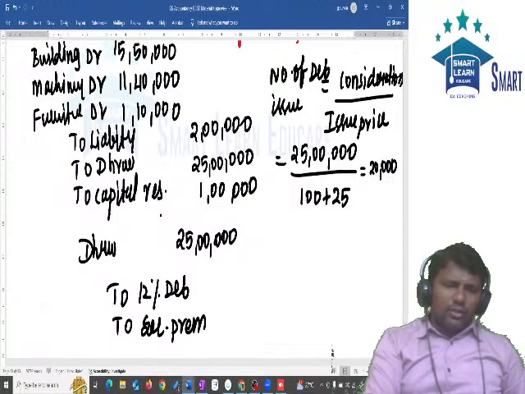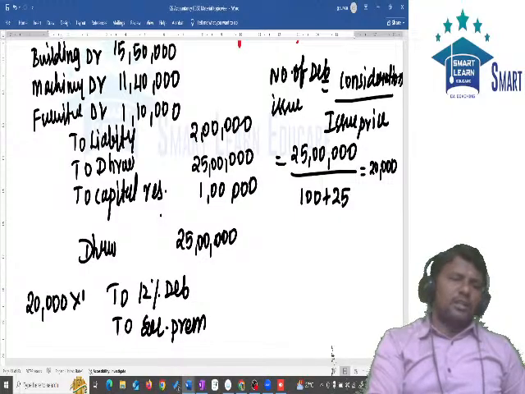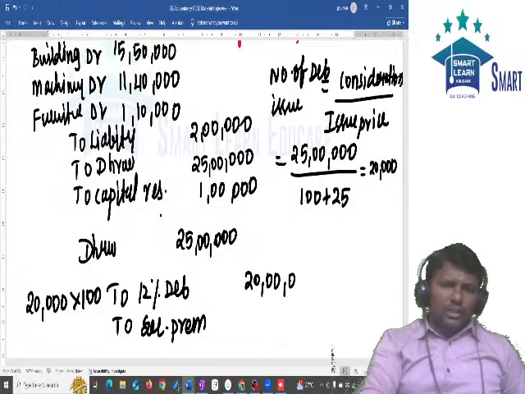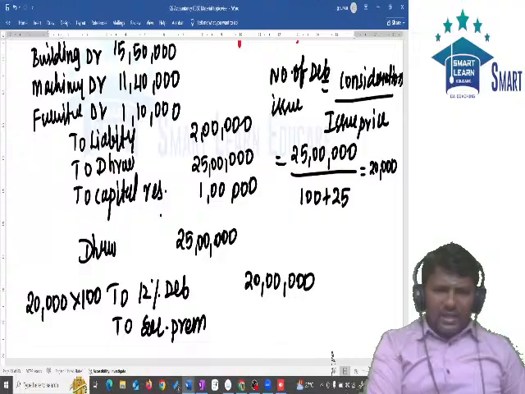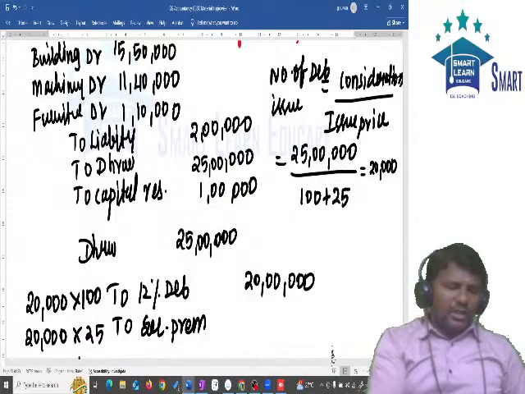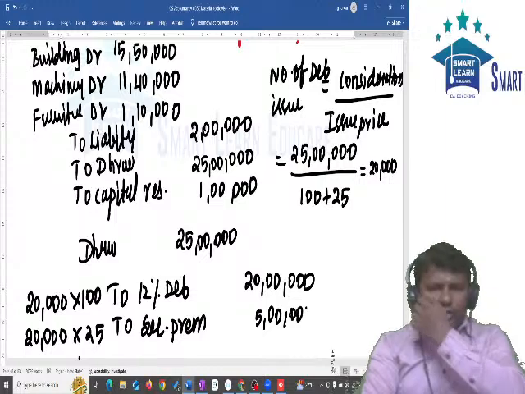We already found the number of debentures. We found that 20,000 debentures are issued. Debentures are credited with a face value of 100. So 20,000 into 100 will give you 20 lakh. Also we have securities premium. 20,000 into, what is the amount of securities premium? 25. 20,000 into 25 will give you 5 lakh. 5 lakh is the amount to be transferred to securities premium.